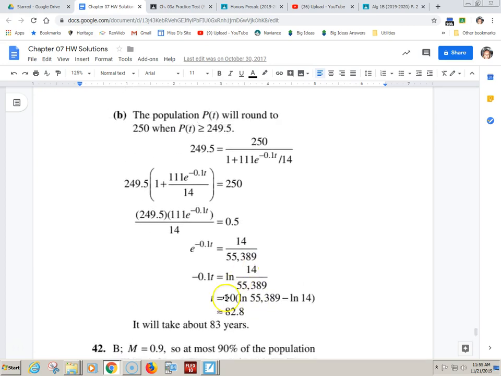Letter B. Final answer would be, now they rounded on this one. Okay, fine. 82.8, aka about 83 years. Towards the end, we could say more like 83 years. Whoa, whoa, whoa. No, I tried this math and it was impossible. I set this equal to 250, the limiting constant, and I got that ln of 0 doesn't exist.